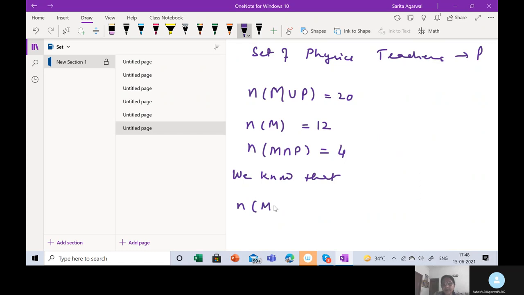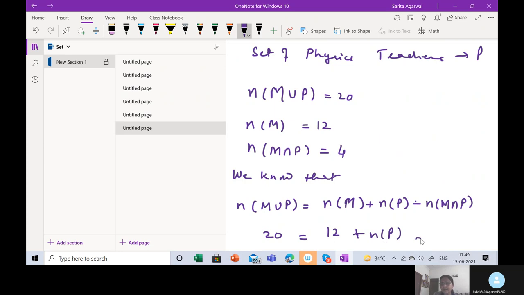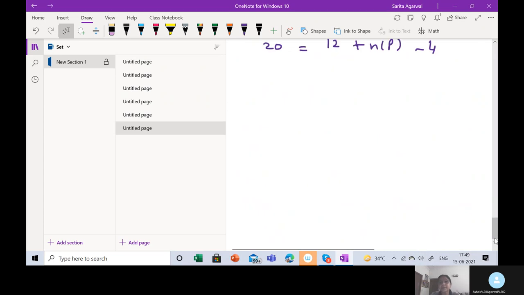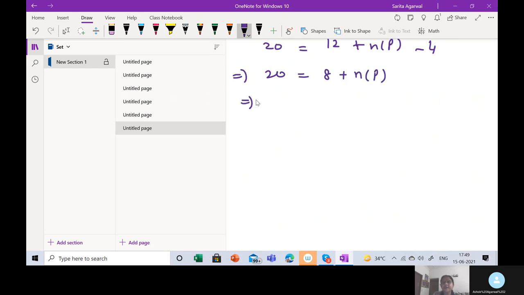Then according to the formula, the number of teachers in the union of these two sets is the number of teachers who teach mathematics plus the number of teachers who teach physics minus the number of teachers who teach both. So this is 20 equals 12 plus the number of teachers who teach physics minus 4. That means this is 8 plus the number of teachers who teach physics. And this gives us that teachers who teach physics are 12.